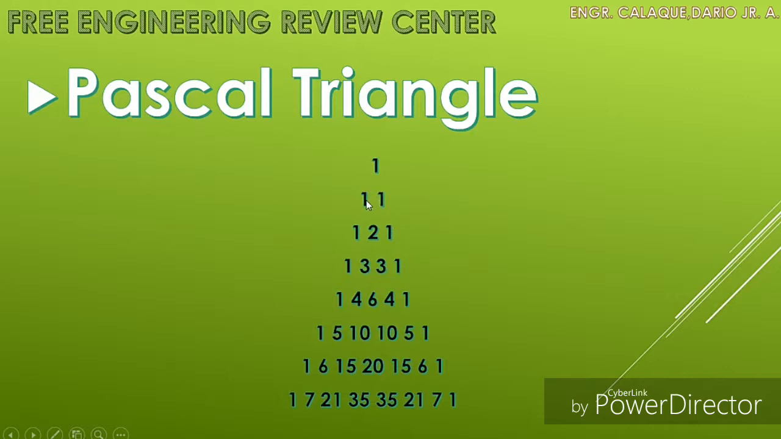Same process: we have 1 plus 1 equals 2, and 1 plus 2 equals 3, 2 plus 1 equals 3, and so on. 1 plus 3 equals 4, 3 plus 3 equals 6, 3 plus 1 equals 4. Then 1 plus 4 equals 5, 4 plus 6 equals 10, 6 plus 4 equals 10, 4 plus 1 equals 5, and copy the 1. Then 1 plus 5 equals 6, 5 plus 10 equals 15, 10 plus 10 equals 20, 10 plus 5 equals 15, 5 plus 1 equals 6, and copy the 1. Then 1 plus 6 equals 7, 6 plus 15 equals 21, 15 plus 20 equals 35, and so on and so forth. That is how Pascal's triangle is formed.